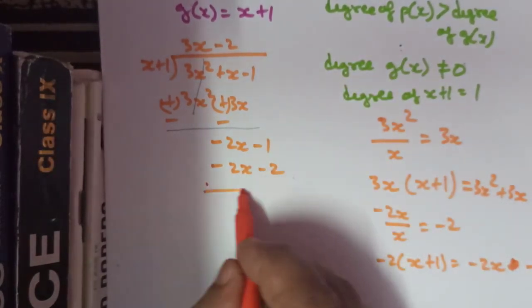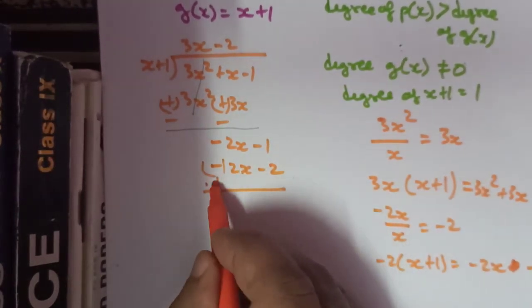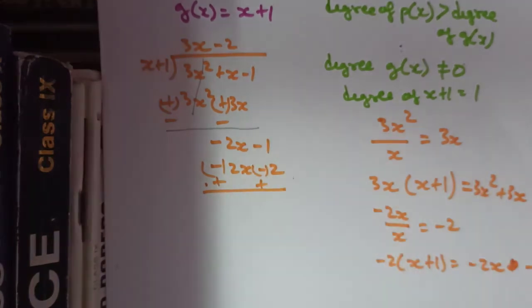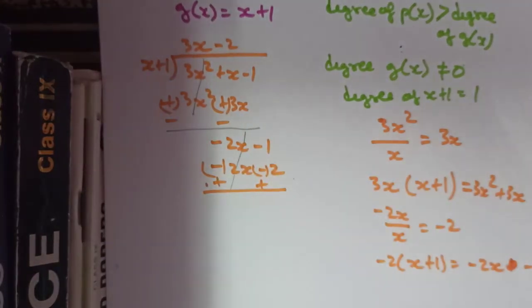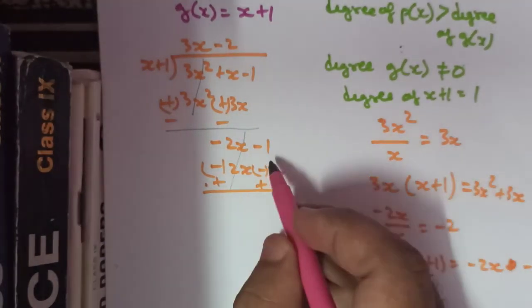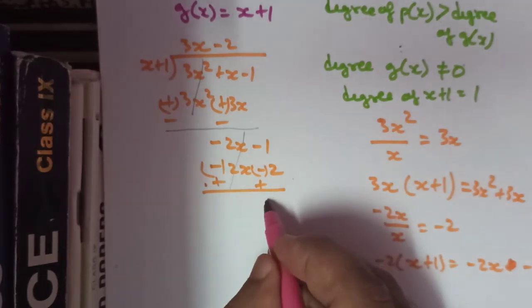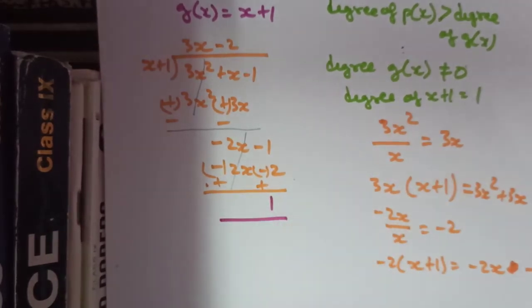So again we will change the sign. Minus will become plus, here minus will become plus. So what will we get here? This minus 2x plus 2x will cancel out, and minus 1 plus 2 gives plus 1 as the remainder. We have got the remainder equal to plus 1.